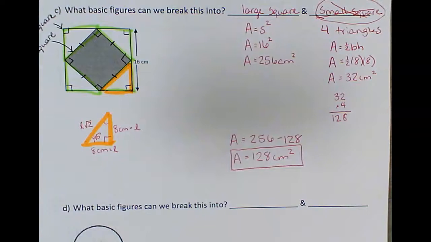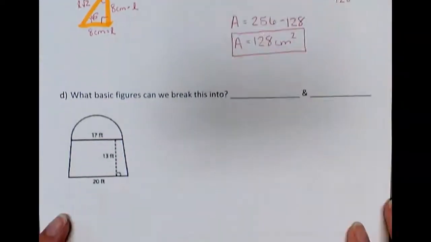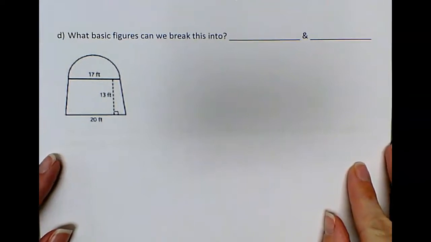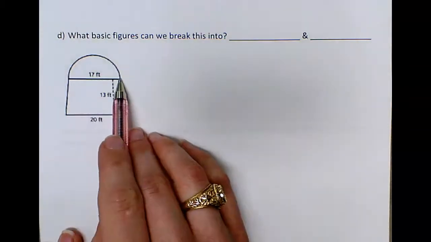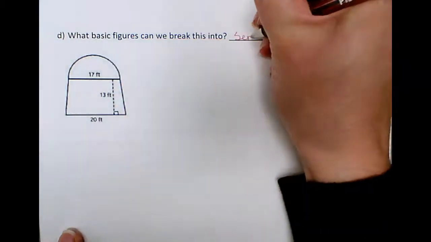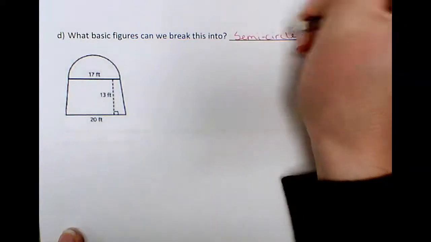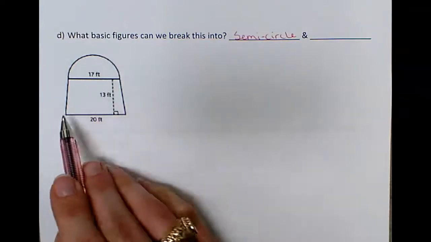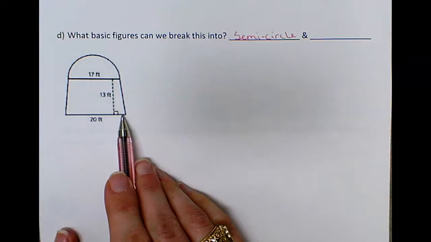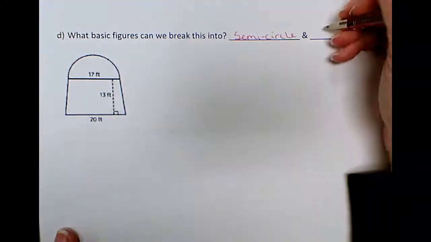Okay, let's go on to part D. Part D says, find the area of the composite figure. Now there are no shaded sections here, so I'm going to assume that the entire figure is the composite figure that I need to be finding the area of. So what basic figures can we break this into? Well, I notice this little piece right here, so that's a semicircle. And then this right here, one of the lengths is 17 feet, and this down here is 20 feet. So that means that this must be a trapezoid, and I have the height right here.